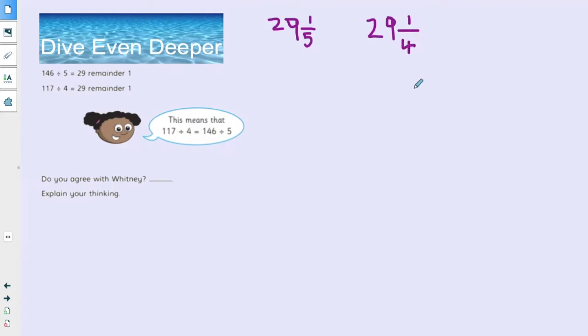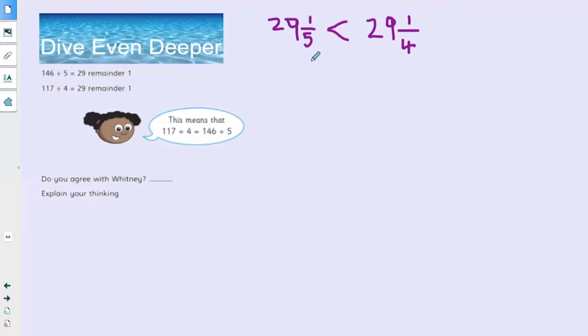And if you ask me what I would rather have out of a slice of a cake, would you rather have a quarter or a fifth? I would, of course, say a quarter, because it is the greater amount. I'm not having to share it out with so many pieces. So yeah, that was one way. So Whitney isn't correct. We can see that 29 and 1/4 is greater than 29 and 1/5.